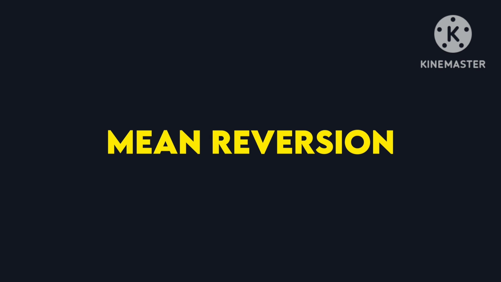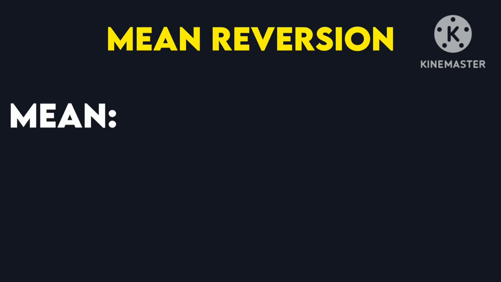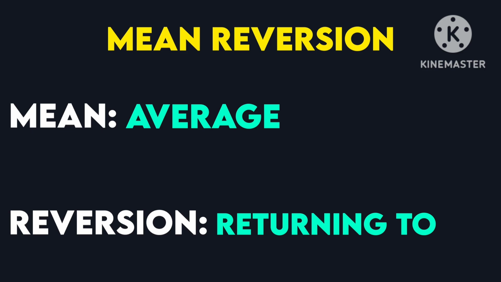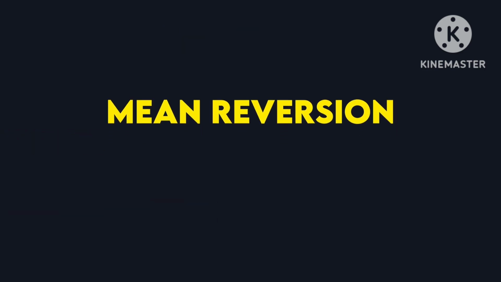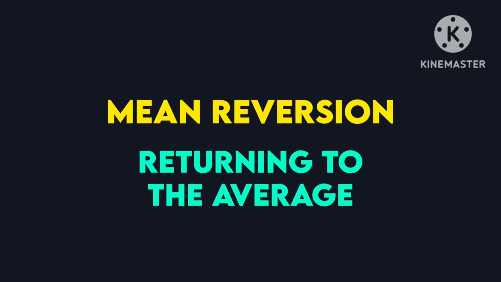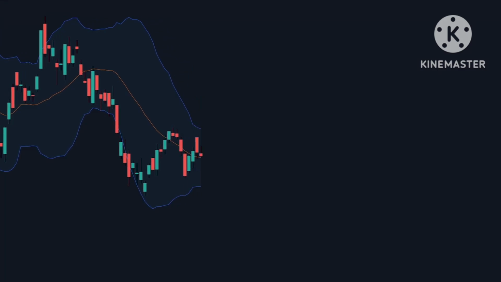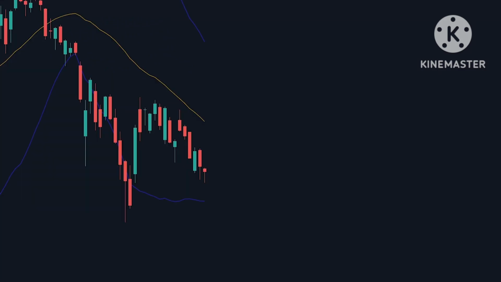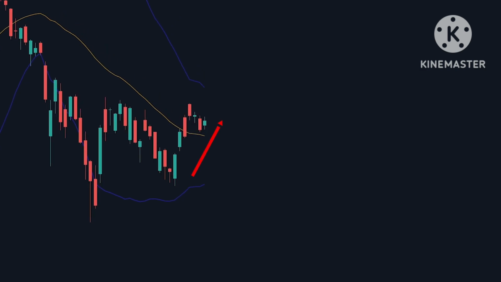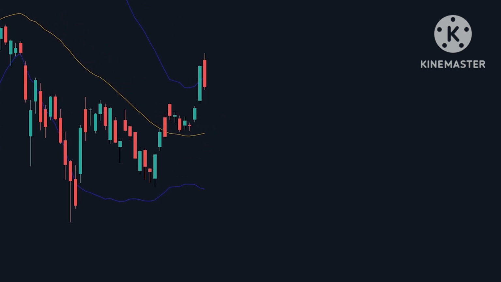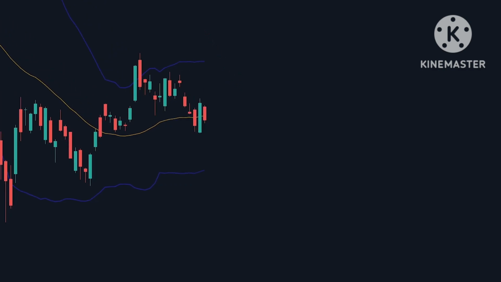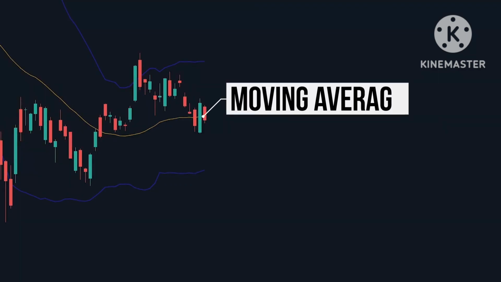What's mean reversion, you may ask? Well, mean refers to the word average, and the word reversion means returning to. So, to put it simply, the phrase mean reversion just means returning to the average, which is exactly what we're going to be shooting for with this strategy. So, as an example, in most cases, if there's an extreme price movement in one direction, whether it's up or down, we can pretty much predict after that big price movement that the price will return back to the average, the moving average right here.